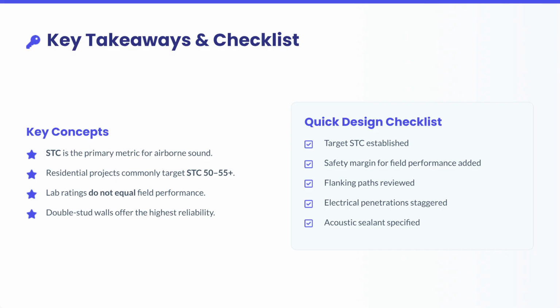Key takeaways include that STC is the primary metric, residential projects target STC 50 to 55 plus, and double stud walls are highly reliable. The design checklist ensures the target STC is met, a safety margin is added, flanking paths are reviewed, and appropriate materials are specified.